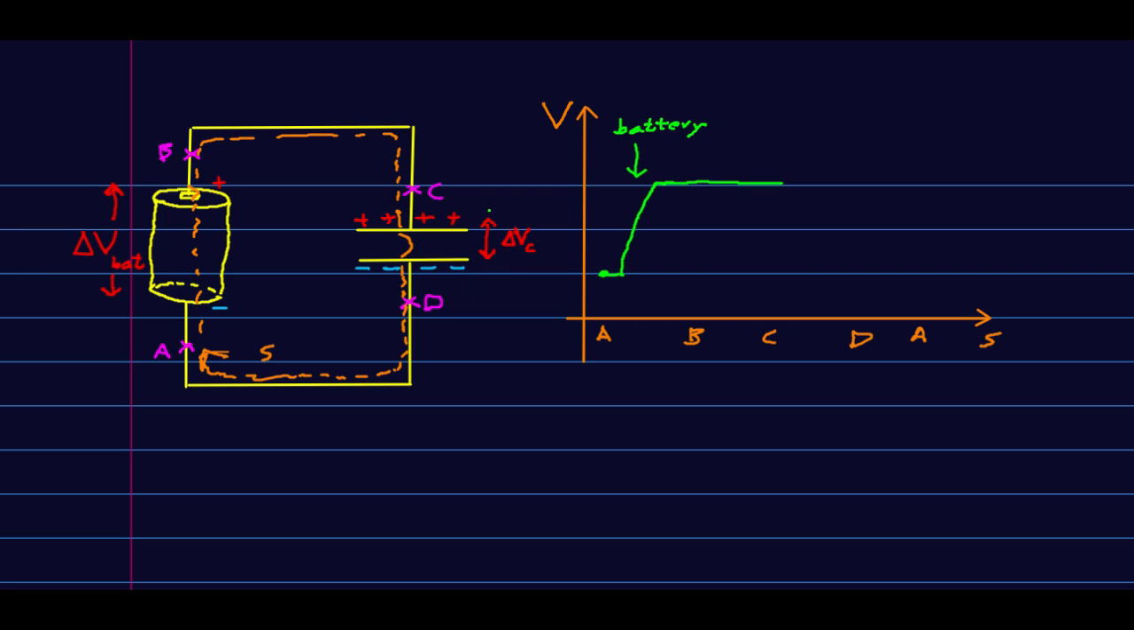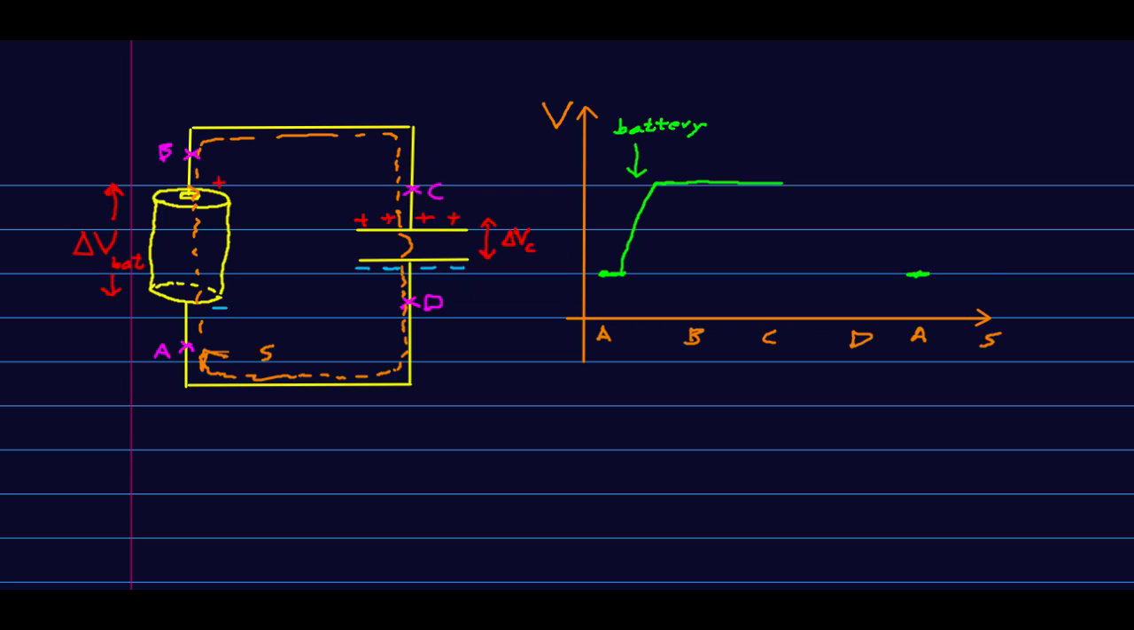Well, how big is it going to be? Remember that potential only depends on position. So we know when we get back to point A over here, we have to have arrived back at the same potential, because it can't have two values. The potential has to have one value there.